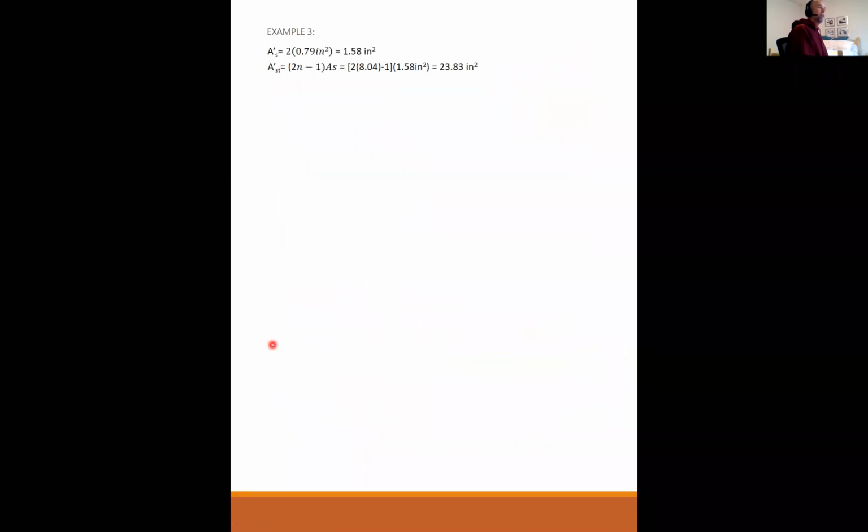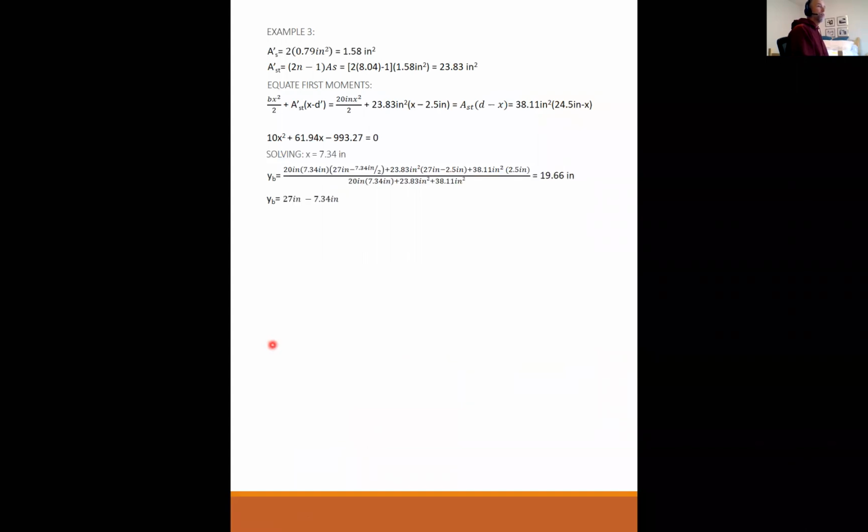Okay, so we were down here solving for our first moments. So why y sub b? Now the question makes a lot more sense. Little c is the distance from the top of the beam to the neutral axis, but little c is always assumed as the beam is failing. Y sub b is from the bottom of the beam to the neutral axis when everything's still working elastically.